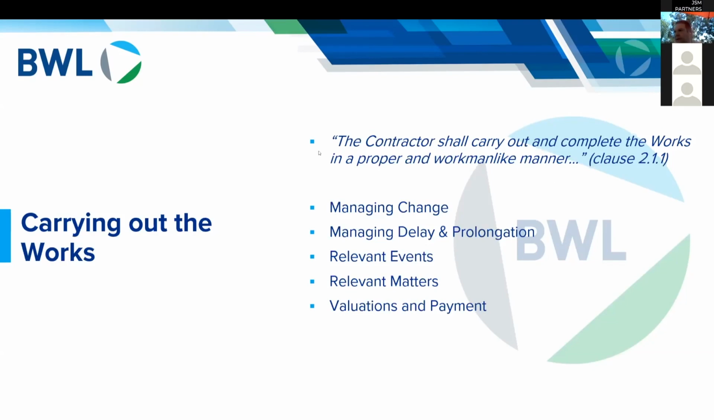The underlying proposition within the JCT contract is that the contractor carries out and completes the works in a proper and workmanlike manner. That's just your baseline. Your expectation in engaging that contractor is that they're going to do what they need to do. They're going to follow the drawings. They're going to procure the items they need to buy. They're going to do it all on time. They're going to stick to the budget, and they're going to leave you a nice clean site at the end.